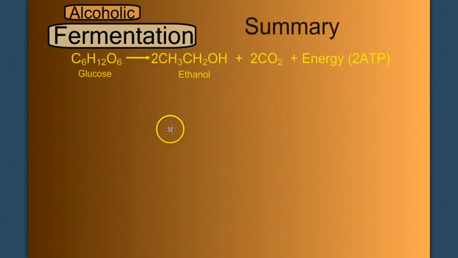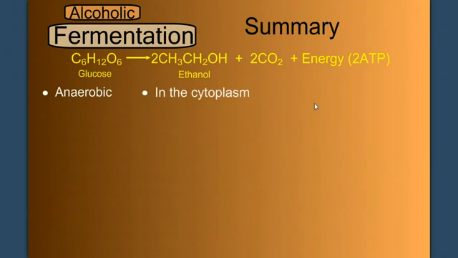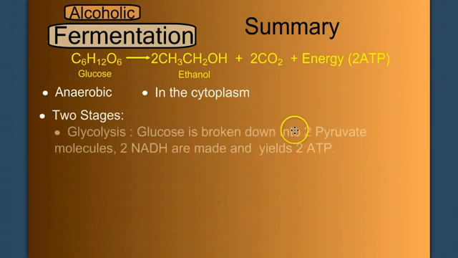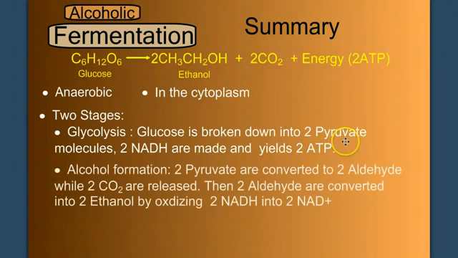So let's summarize. Here we have the overall formula. It's anaerobic, we need no oxygen. It's in the cytoplasm, we need no organelles. It comes in 2 stages: glycolysis, where we break down glucose into 2 pyruvate molecules, producing 2 NADH and yielding 2 ATP. And then alcohol formation. The 2 pyruvate are converted into 2 aldehydes, while 2 carbon dioxides are released. Then the 2 aldehydes are converted into 2 ethanol by oxidizing 2 NADH into 2 NAD+.